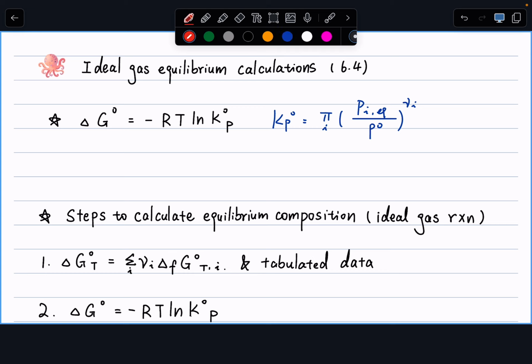Also, we know how to calculate my delta G naught from our thermodynamic table. That's a sum of your stoichiometric coefficients times the standard Gibbs free energy of formation from the table.